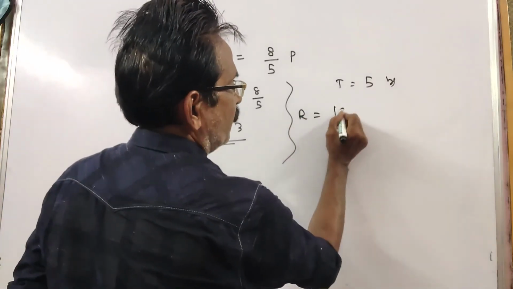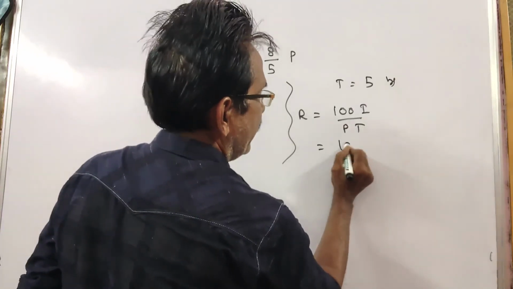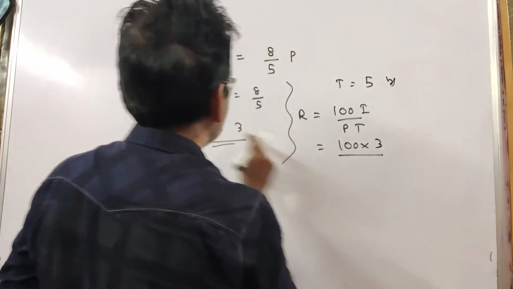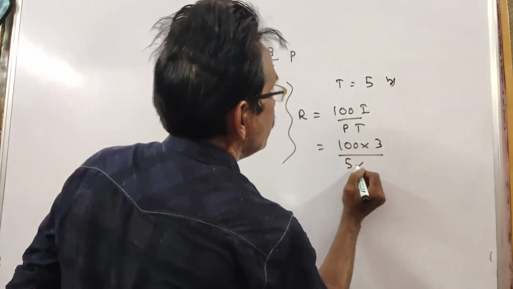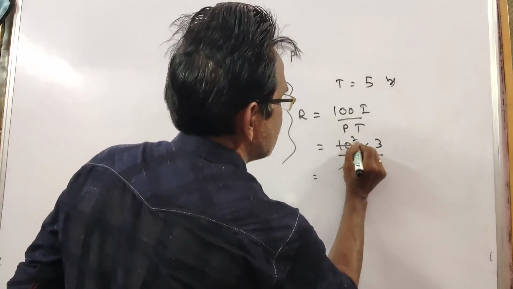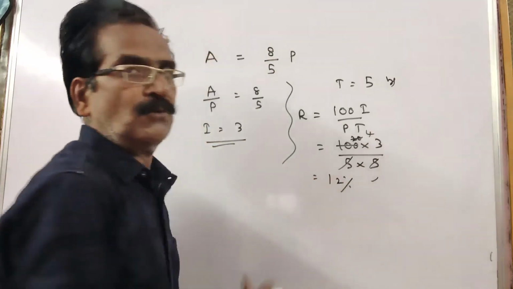The standard formula for R is R is equal to 100I by PT. 100 into I, I is equal to 3, by P, P is equal to 5, into T, 5. So 5 20s, 5 4s. 4 3s 12. So R is equal to 12% per annum, friends.